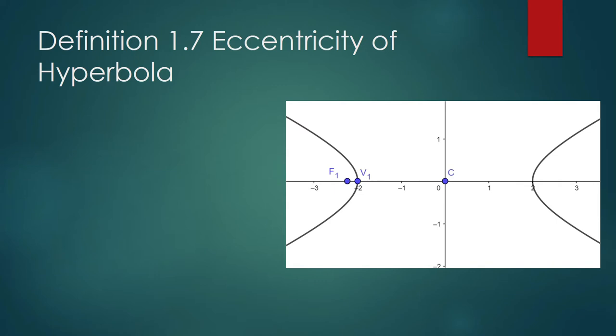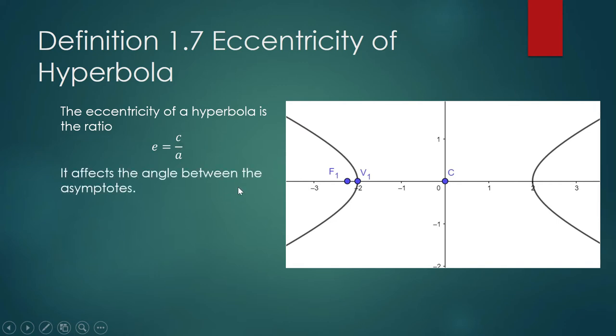Any guess? So we are talking about the eccentricity of a hyperbola now. It is computed in the same way as the eccentricity of an ellipse. It's equal to C over A. This is how we can look at it: the value of your E affects the angle between the asymptotes.